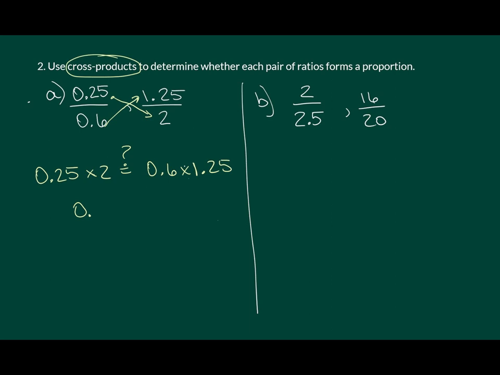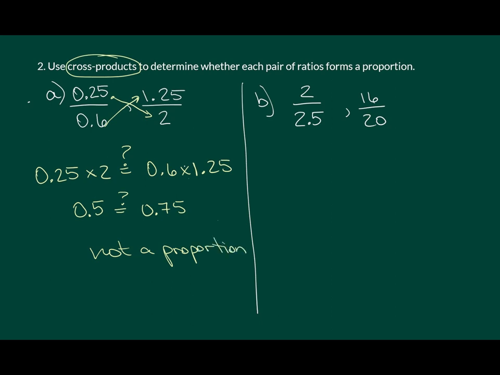So 2 times 0.25 is 0.5. Think 25 cents times 2, you have 50 cents. And 0.6 times 1.25, if you do that, you get 0.75. Are these the same? No, they are not. So it's not a proportion because those numbers are not the same.